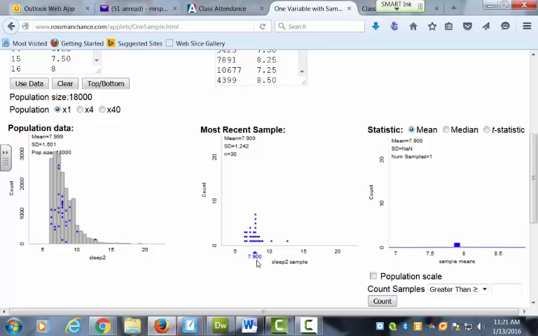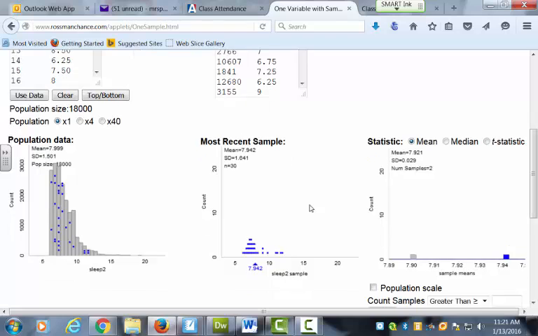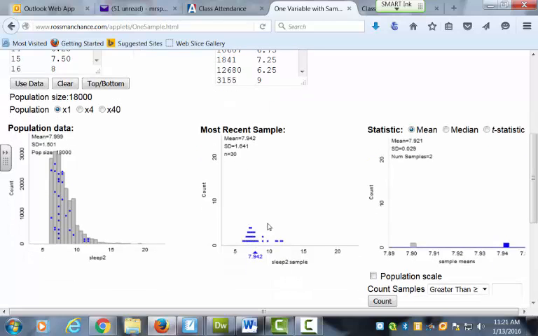The x-bar for that is 7.9. Come over here and put a dot on 7.9. We can do that again. Make sure you see what we're talking about. There's another sample of 30, new graph, mean is 7.942, and both of those dots, sample means, are now on the graph, and the mean of the sample means is 7.921, and now you have a standard deviation of 0.029.